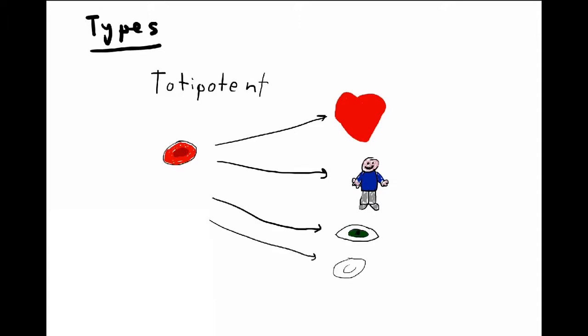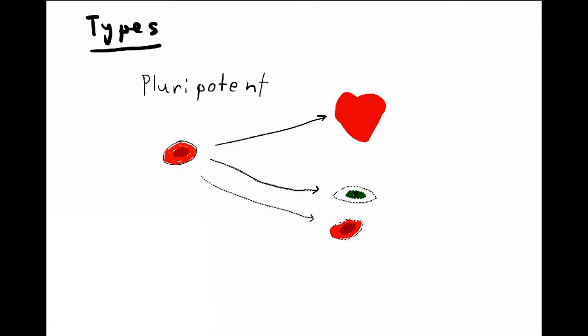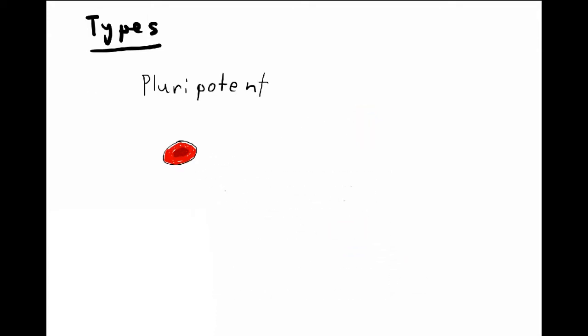Pluripotent cells, on the other hand, can become every cell in the body except the cells of the placenta, which means that it cannot create another organism. These come after a few more divisions when the blastocyst is created.